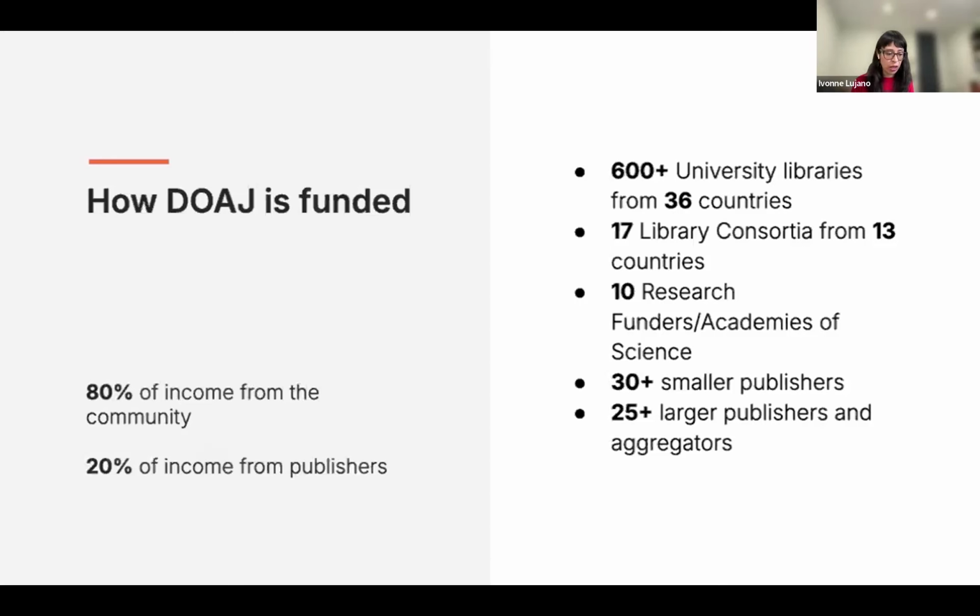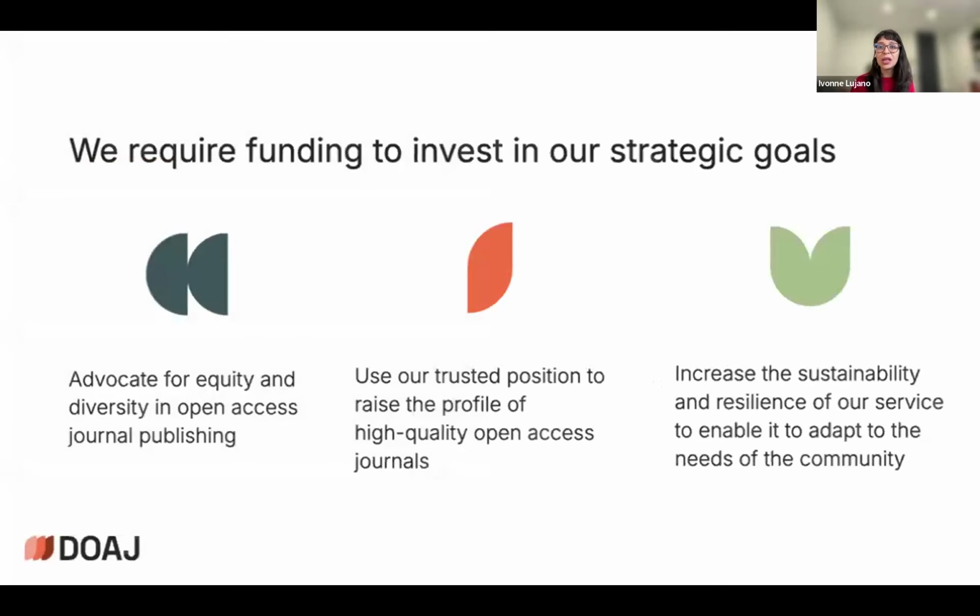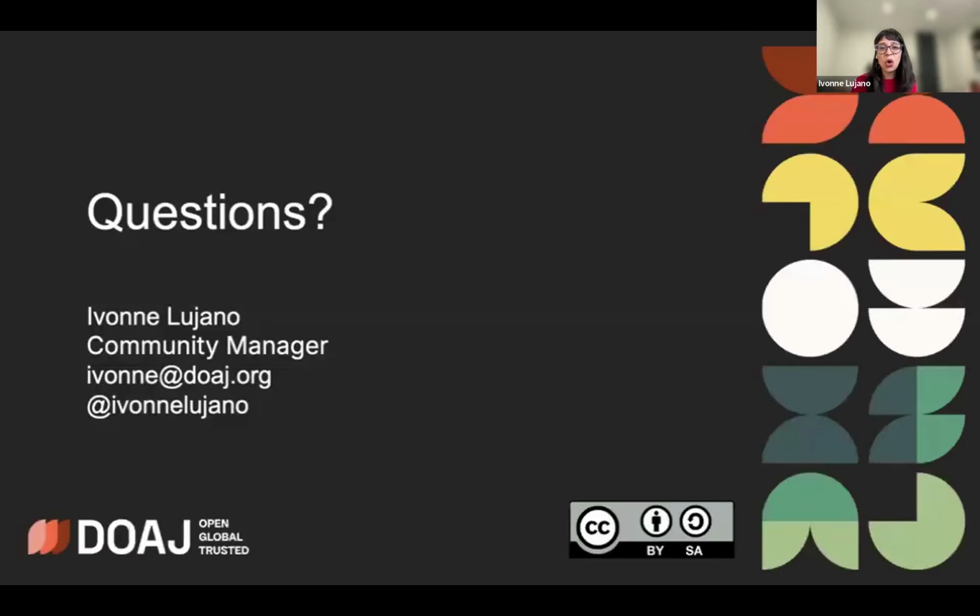That's why libraries, organizations and coalitions have funded us since the beginning of this initiative. 80% of our income comes from the community, and that's why we need to keep this funding to achieve our goals of inclusion and equity, our trusted position in the quality of open access journals, and to increase our resilience and sustainability. If you have any questions, here's my email, and thank you very much for your attention.